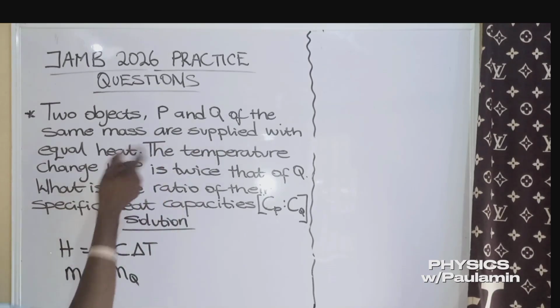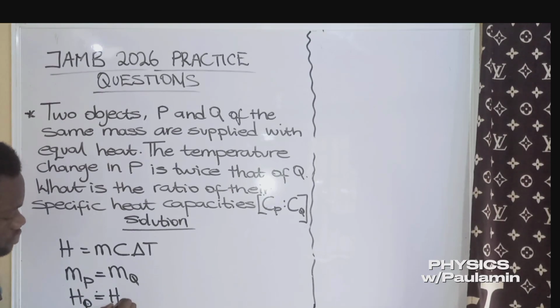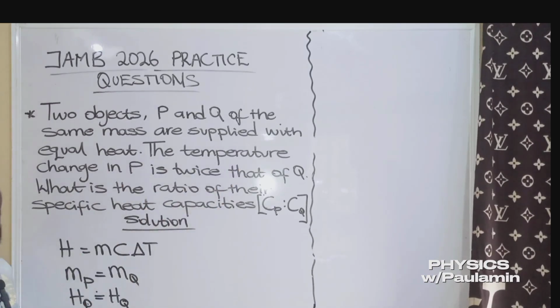Okay, P and Q of the same mass are supplied with equal amounts of heat. So it means that these two objects were supplied with the same amount of heat. That is, the heat supplied to P is also equal to the heat supplied to Q. Alright, so that's the second information from here. They are supplied with equal amounts of heat.